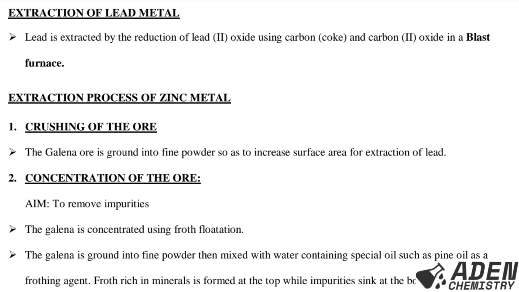So next, let's proceed to the second part of our class. That's the extraction of lead metal. And we're saying lead is extracted by the reduction of lead 2 oxide using coke, that's carbon, and carbon 2 oxide in a blast furnace.